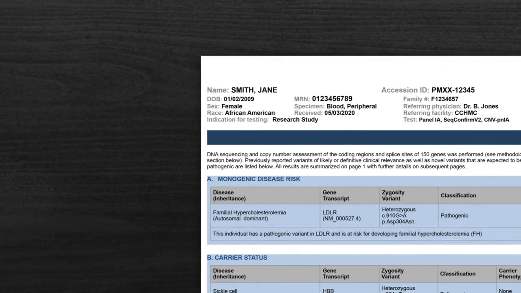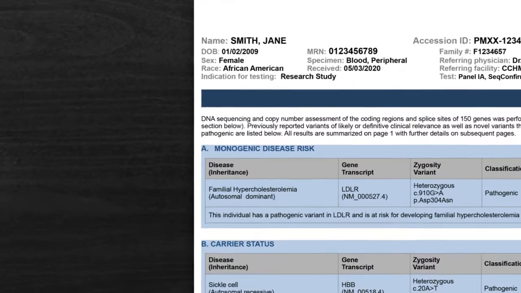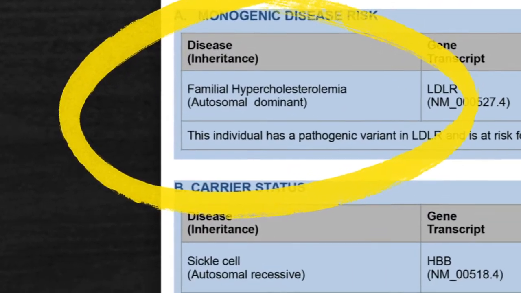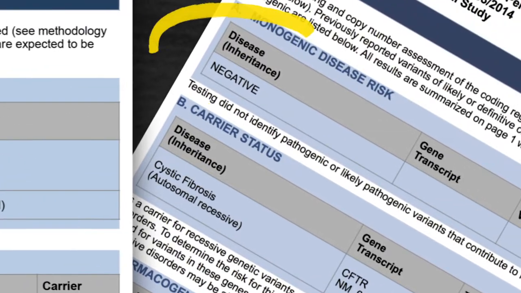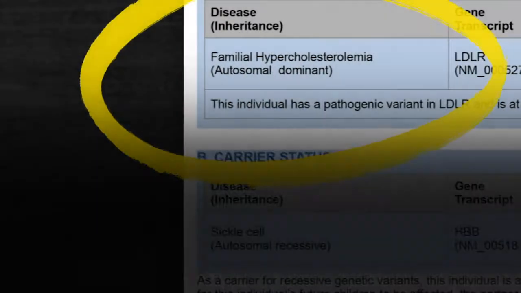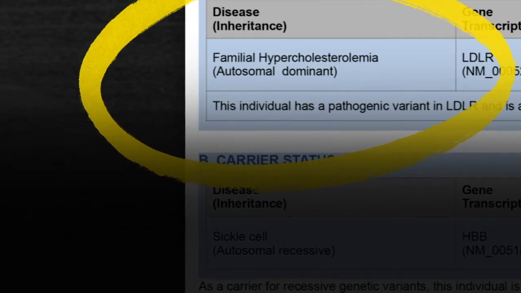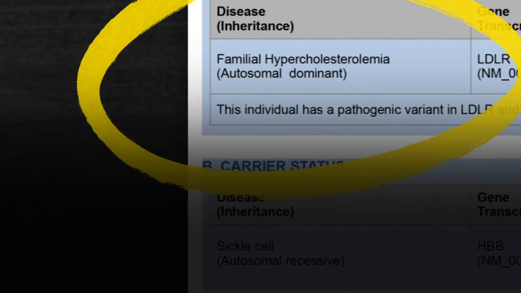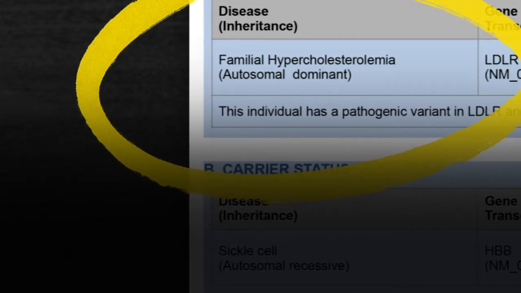This is an example of the type of results you might receive from a genetic research study. Some results are called positive, while others are called negative. Either one might be returned. A positive result may indicate the presence of gene variations that diagnose an existing health condition or show increased likelihood of developing certain medical diseases.